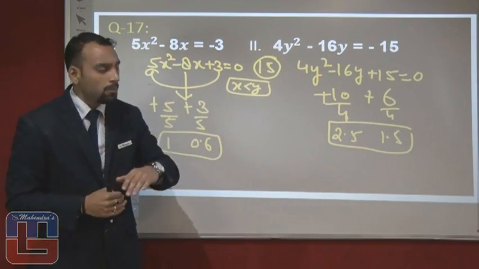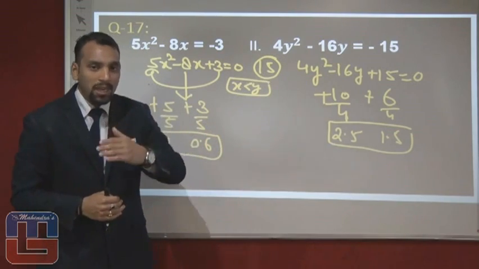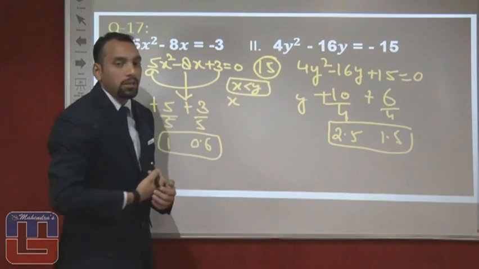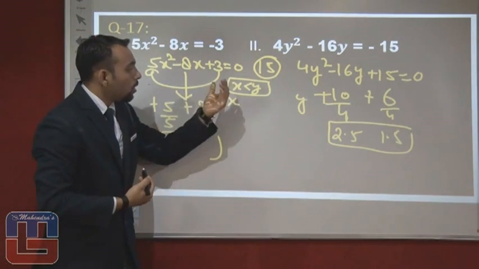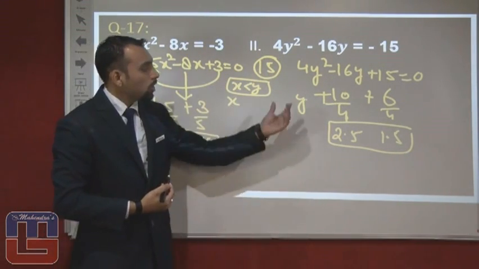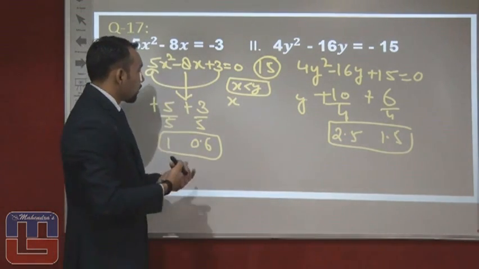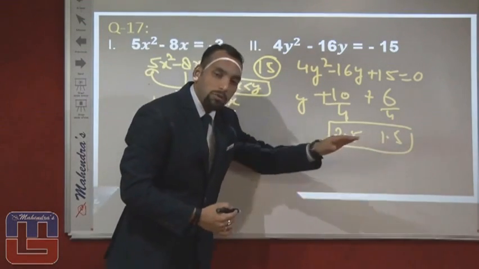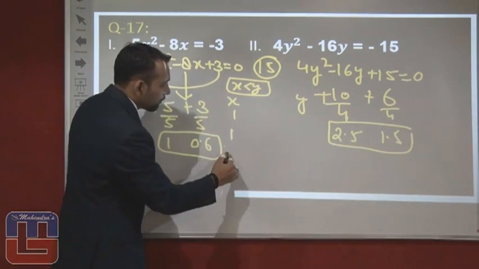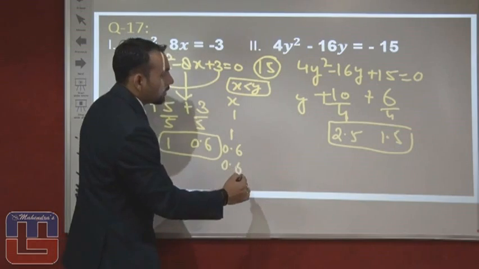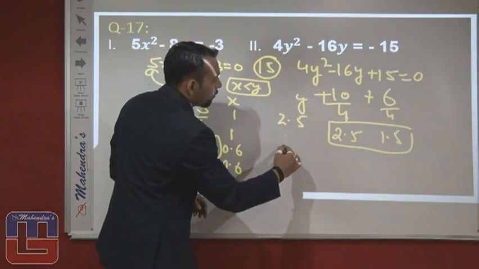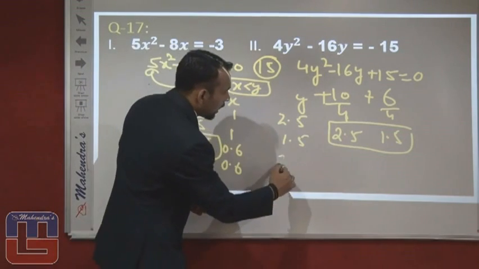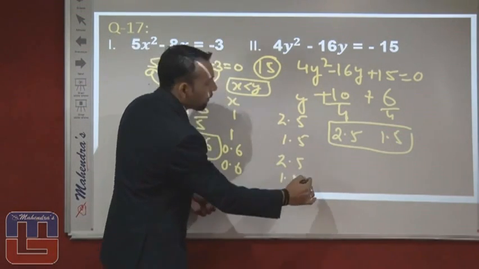If you are facing problem directly, you can make a chart. The chart is, here you can write x, here you can write y. Now put the values of x in a sequence and put the values of y. Now see, the value of x is 1, 1, because for 1, 1 we have to compare 2.5 and 1.5. 1, 1 and here 0.6, and here 2.5, 1.5. The order will alternate, 2.5, 1.5, again 2.5, 1.5.